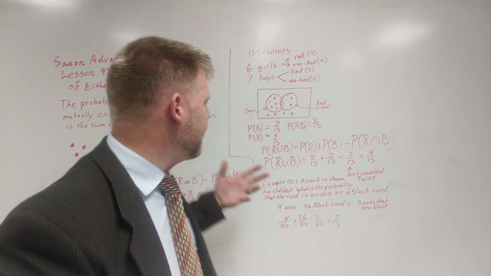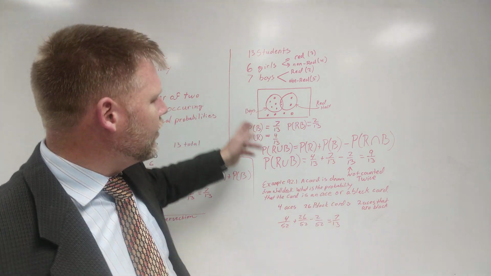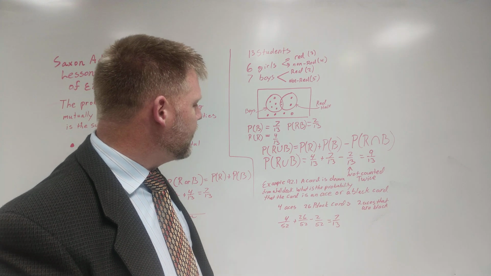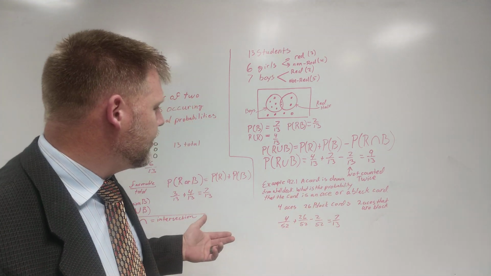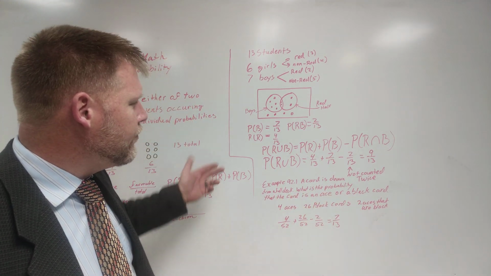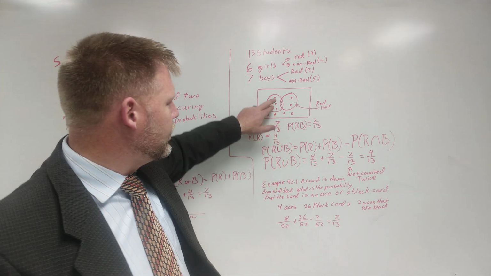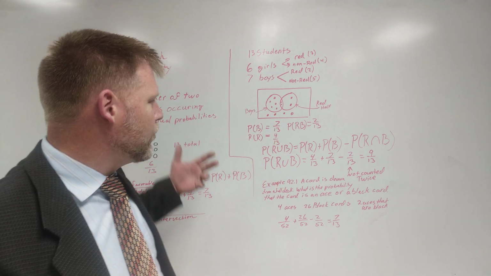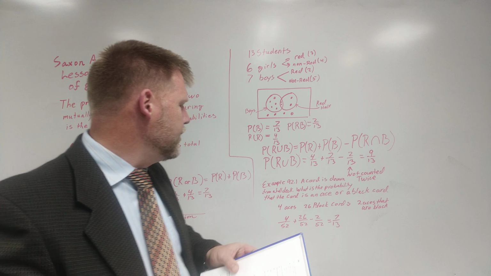I'm not double counting those students. So I can't just come up with that probability. Now we can look at the Venn diagram and say, sure, there's 2 that match, right? And so that would work. But I have to be very careful with this because those 2 that match are in both categories. Okay? And this is the union.